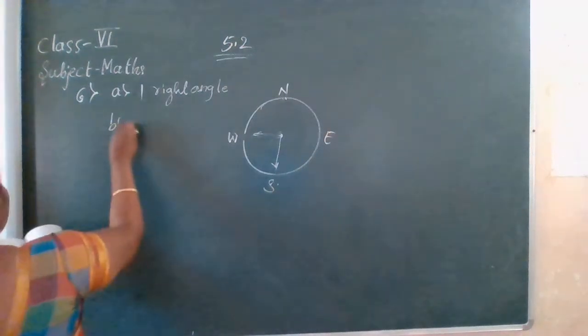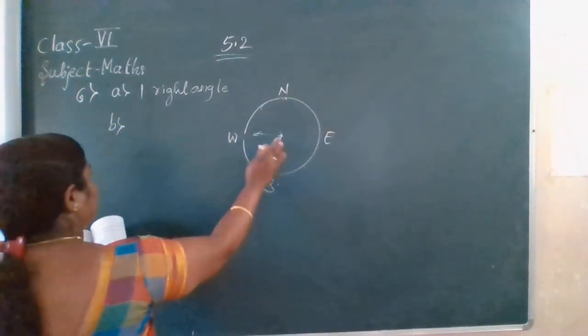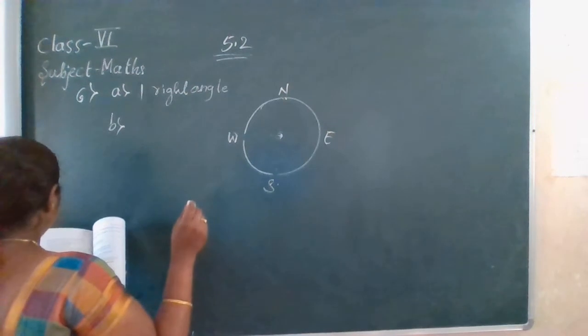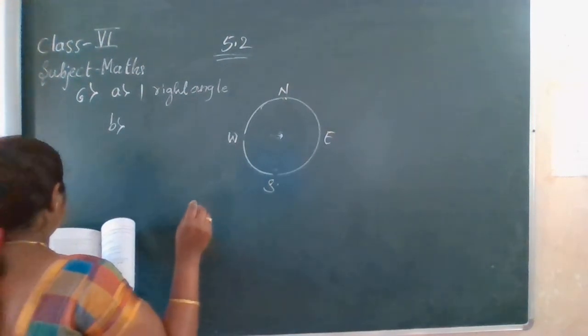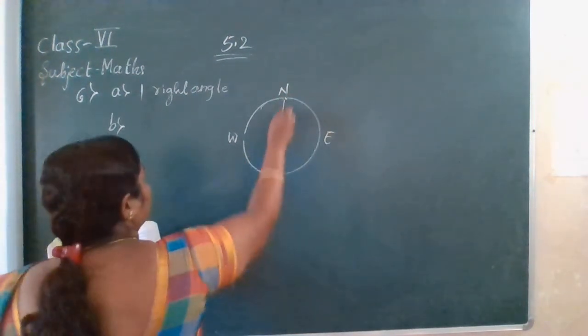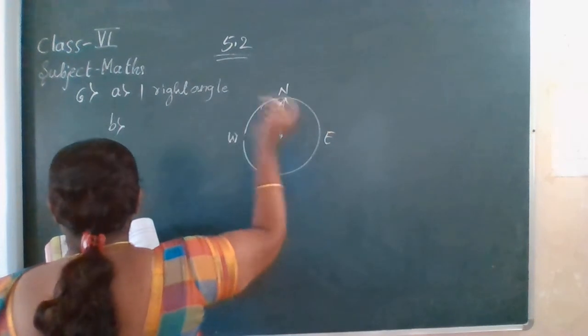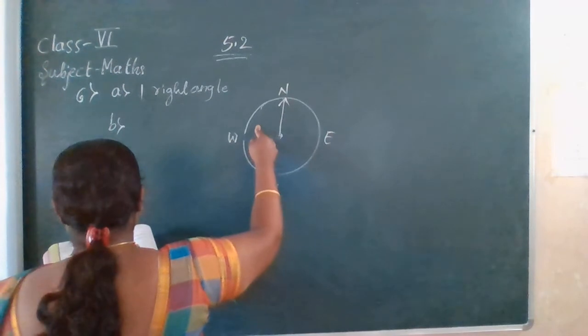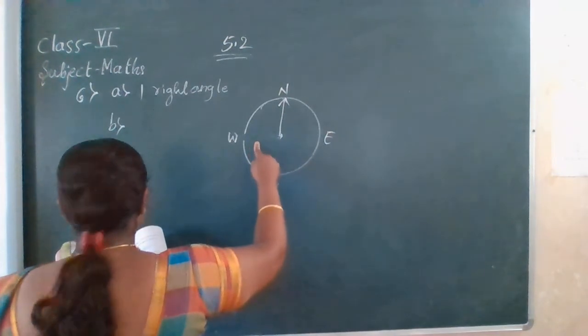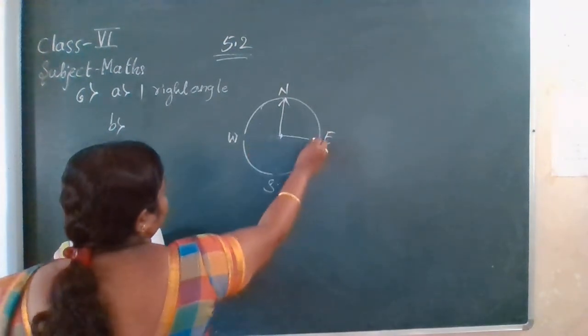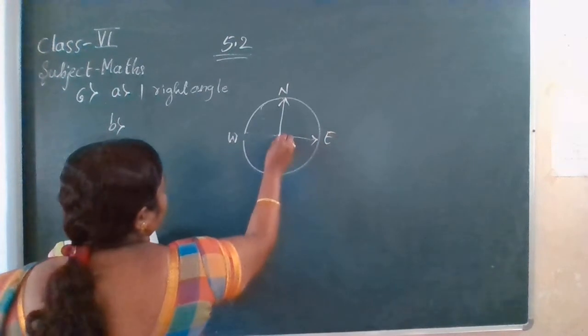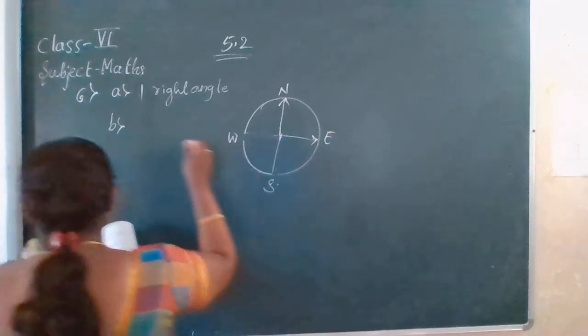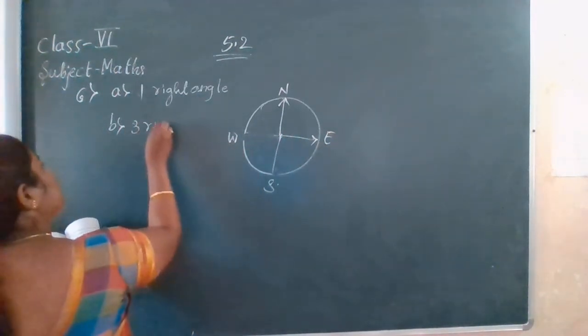Next, B. North and turn anti-clockwise to east. It is in north, turn anti-clockwise, so like this, and to east, it is here. So one right angle, 1, 2, 3. There are three right angles.